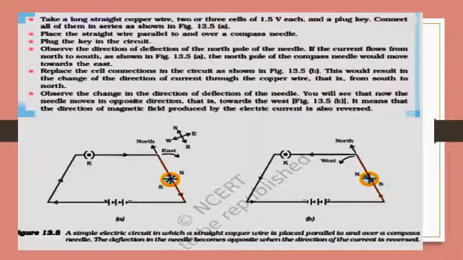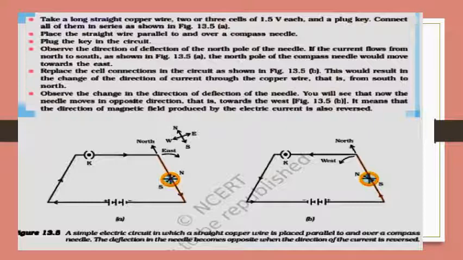See here, take a long straight copper wire, 2 or 3 cells of 1.5 volt each and a plug key. Connect all of them in series as shown in the figure. Place the straight wire parallel to and over a compass needle. Now plug the key in the circuit. Observe the direction of the deflection of the north pole of the needle. If the current flows from north to south, as shown in figure 13.5a, the north pole of the compass needle would move towards the east.